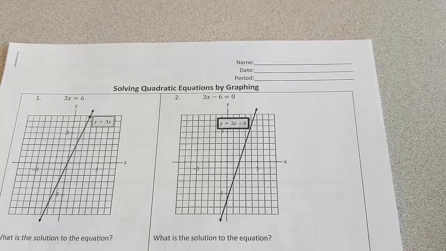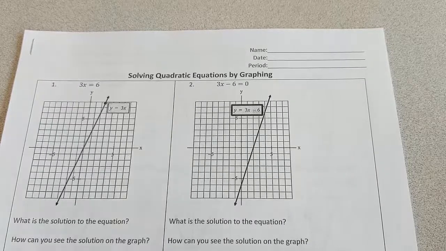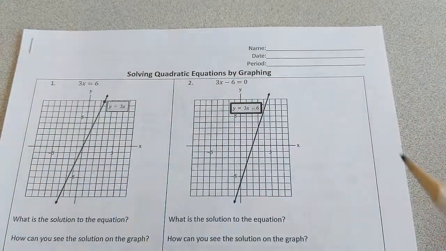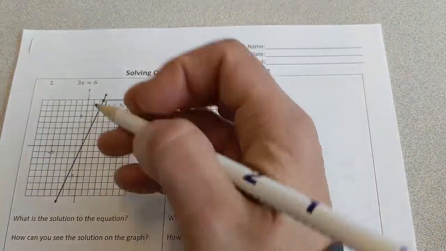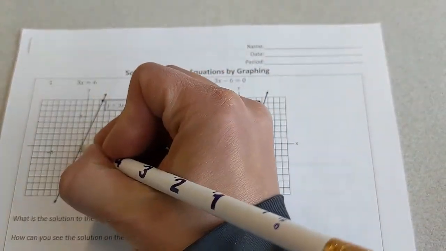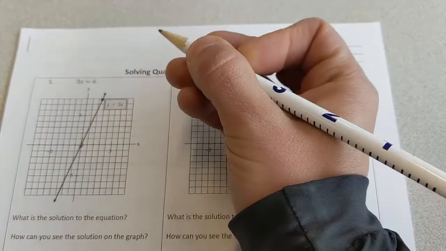Today we're going to talk about solving quadratic equations by graphing. We've solved by factoring a little bit before, and now we're going to solve by graphing. So first we're just going to overview what this might mean. So here we've got the line y equals 3x. Notice that it has a y-intercept of 0 and has a slope of 3, up 3 over 1. That stuff we already know.